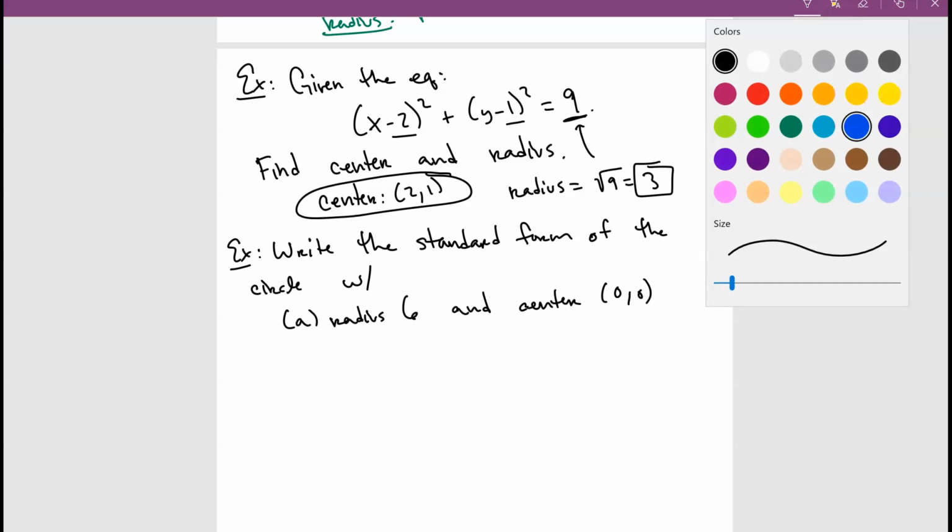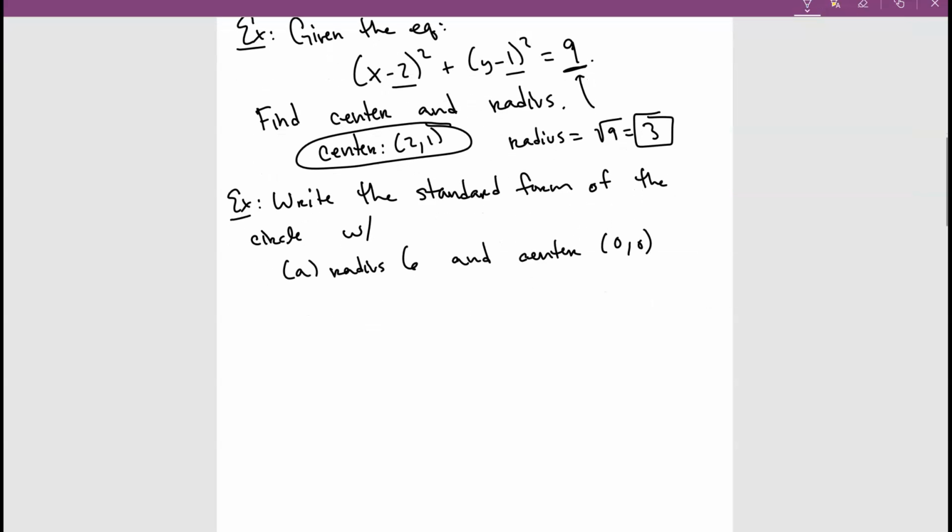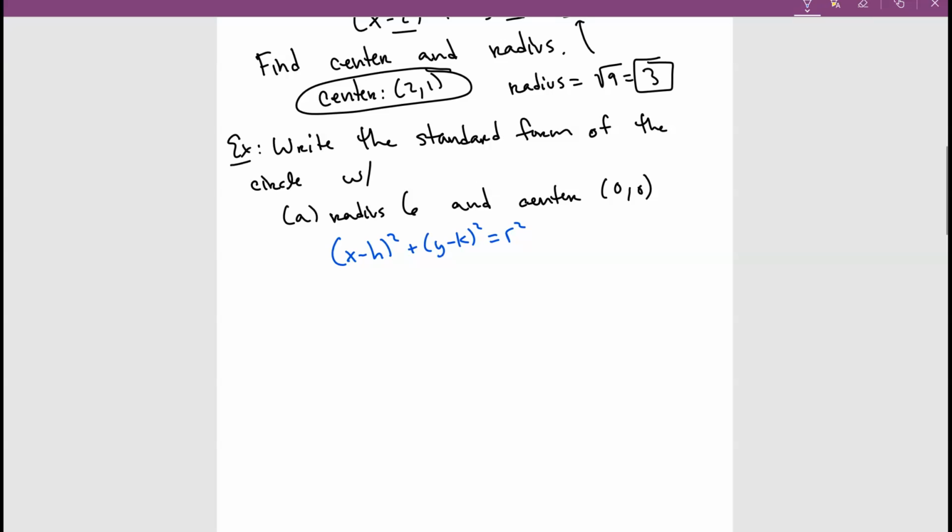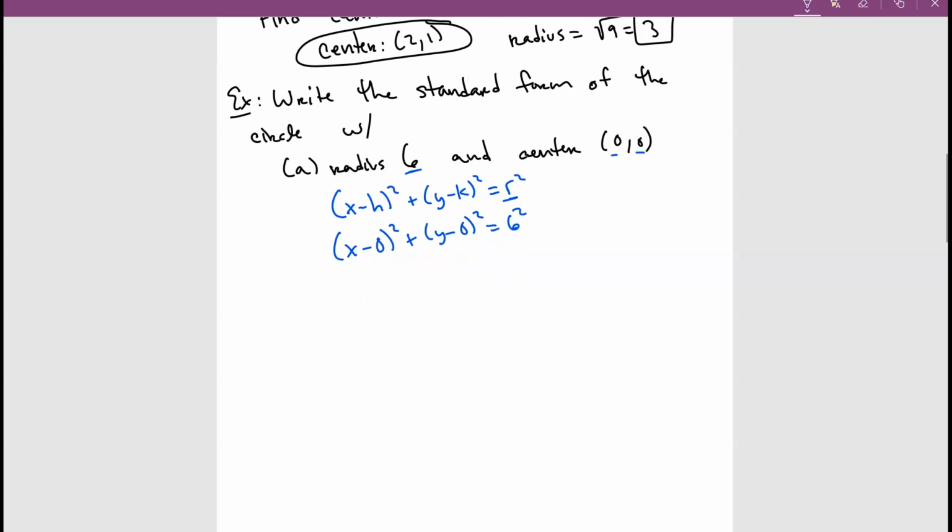Let's try this problem out. The first thing that we're going to do is write the equation of the circle, which is just x minus h squared plus y minus k squared equals r squared. All we really got to do is plug everything in. We're not going to plug in anything into x or y. This is my center, so I'm going to plug it in: x minus 0 squared plus y minus 0 squared equals r. R in this case is 6, so it's going to be 6 squared. This gives me x squared plus y squared equals 36. So this is the equation of my circle.